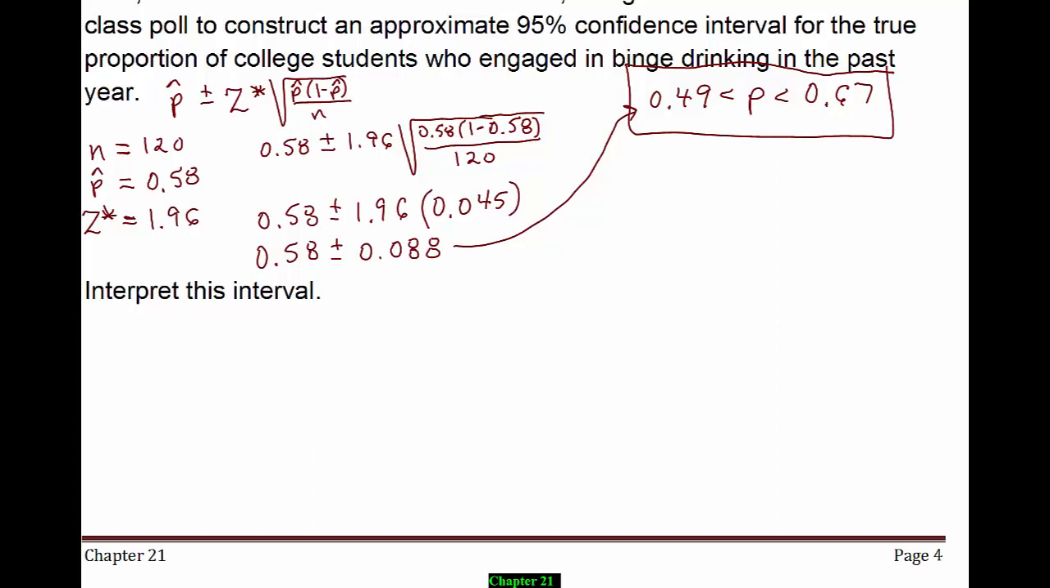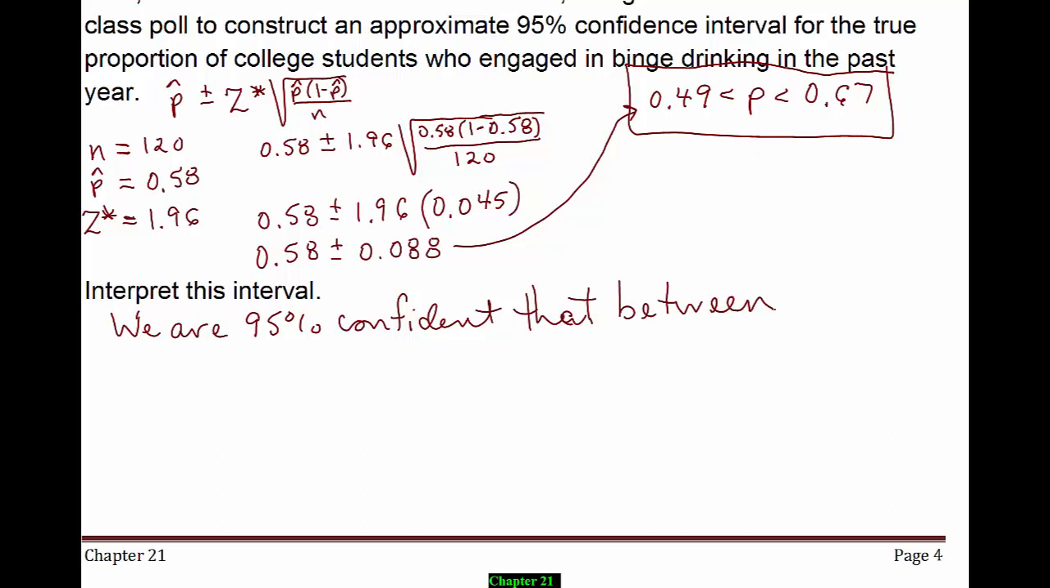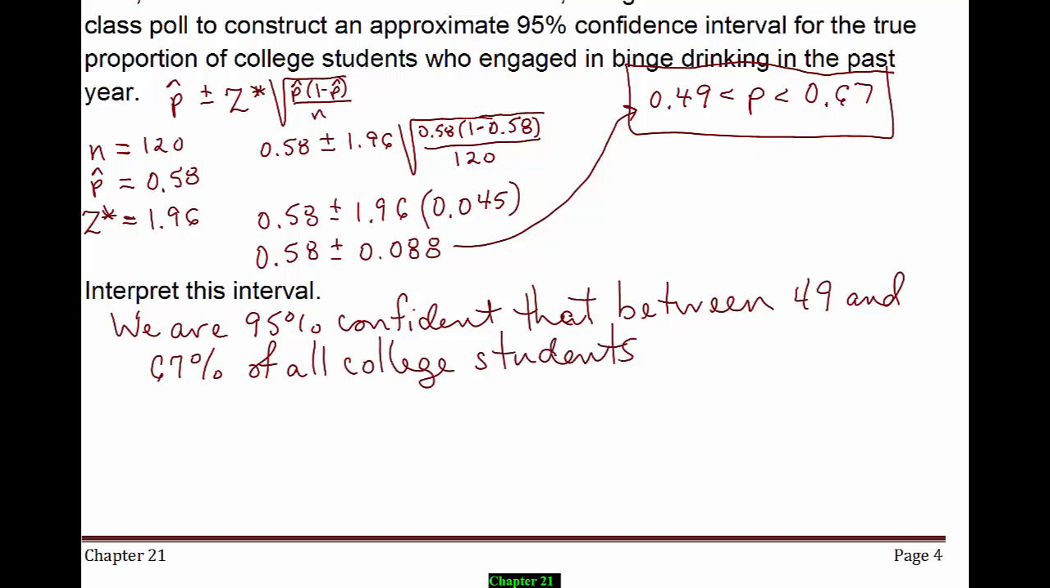Now we're going to practice interpreting the confidence interval. Remember, we always start out by stating the confidence level. We are 95% confident that between 49 and 67% of all college students, or whatever our population is, engaged in binge drinking in the past year.